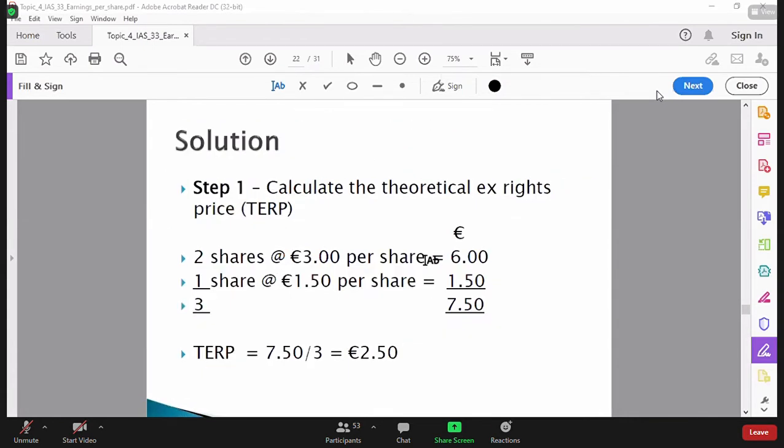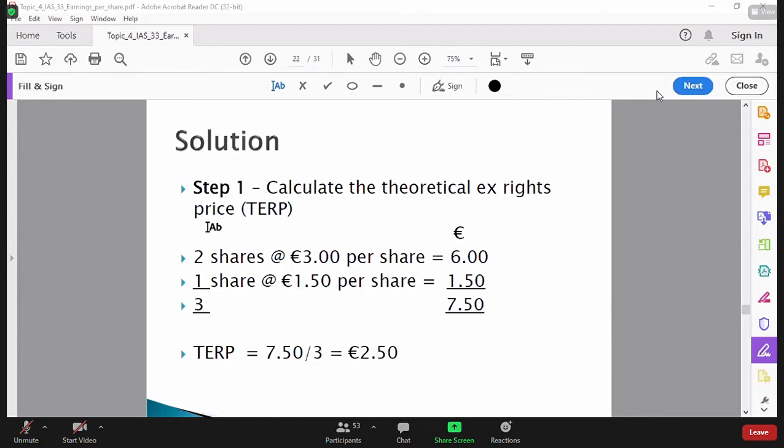Then what happens? Step number 1 just now, it asks us to calculate TERP. So these are the two existing shares. Step 1, you are to calculate TERP. The two shares are the existing shares for which they want to offer the right issue. Now, you multiply with the market value, which is 3. So, 6. You want to calculate their theoretical ex-rights price. And then they offer one right issue share, one share below market price, which is RM1.50 per share. So in total, you have RM7.50 for 3 shares.